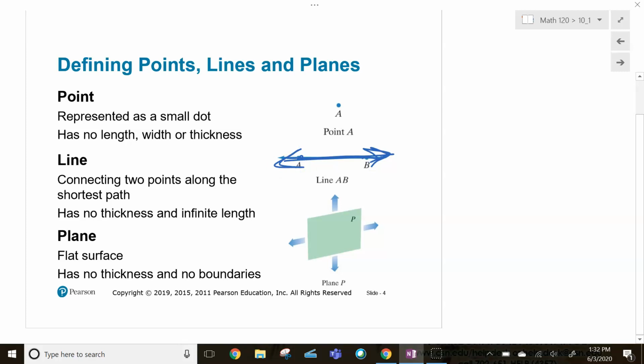A flat surface, you might think of like a window or something. Except a plane in mathematics has no thickness, and there are no boundaries. It goes infinitely in all directions. A plane just keeps going.